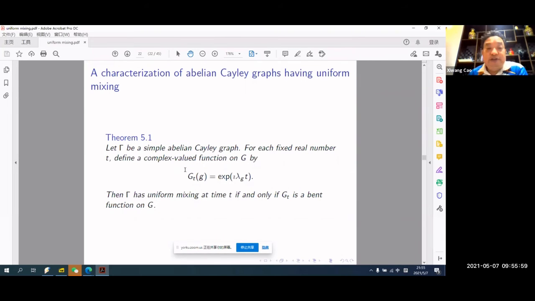Now we can give our characterization of abelian Cayley graphs having uniform mixing. This is one of our propositions. Let gamma be a simple abelian Cayley graph. For each fixed real number t, we can define a function on G by setting g sub t(g) as exp(i times lambda sub g times t). Then gamma has uniform mixing at time t if and only if this function is a bent function on G. The proof is just a direct computation, so I omit it. One can prove it by the definition.